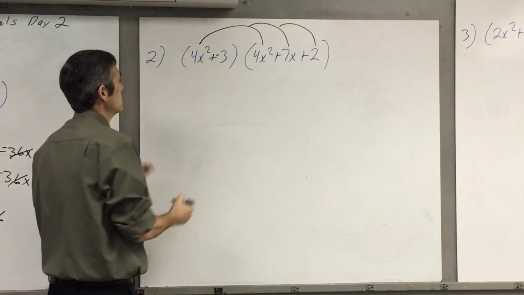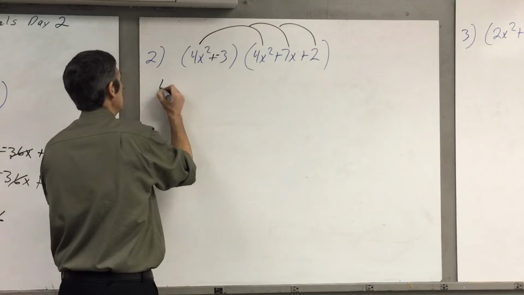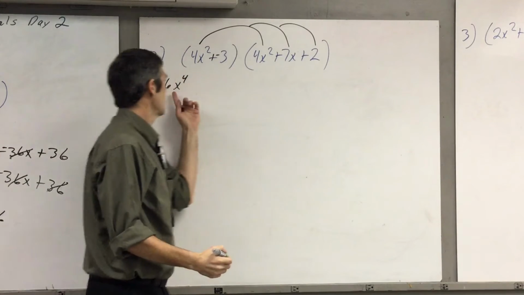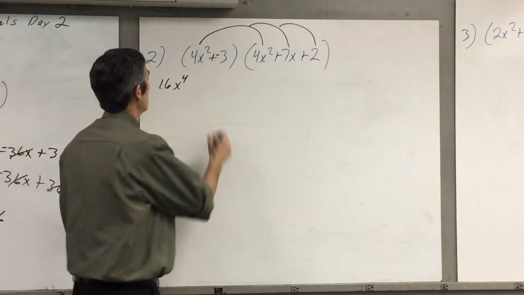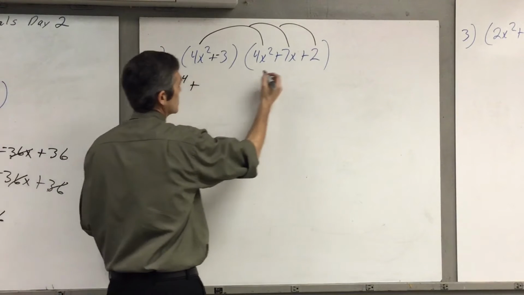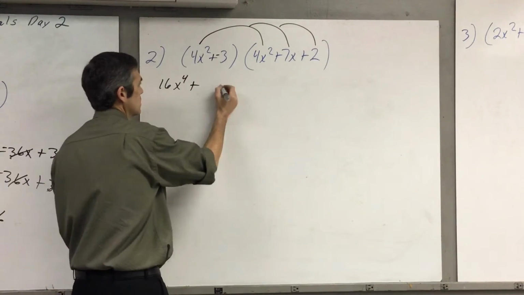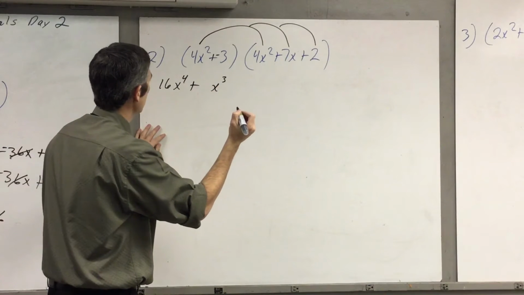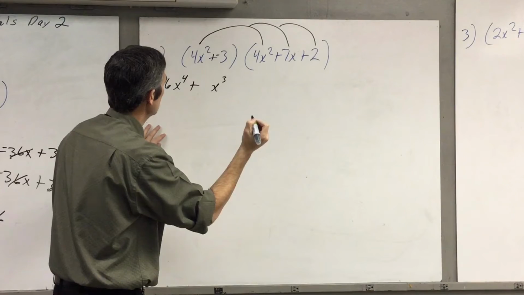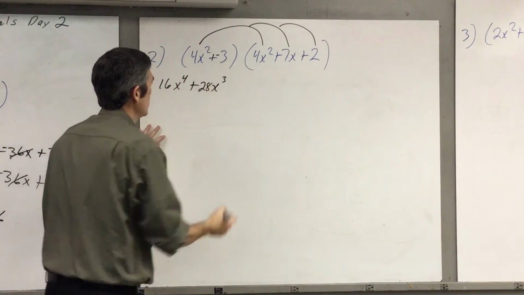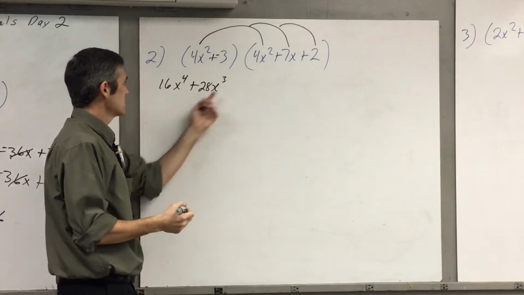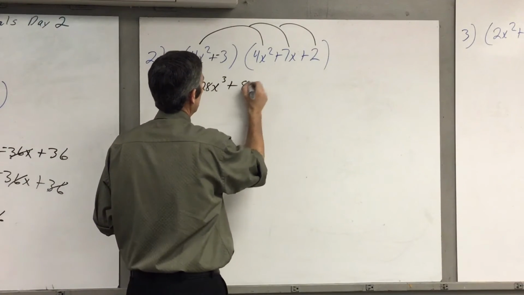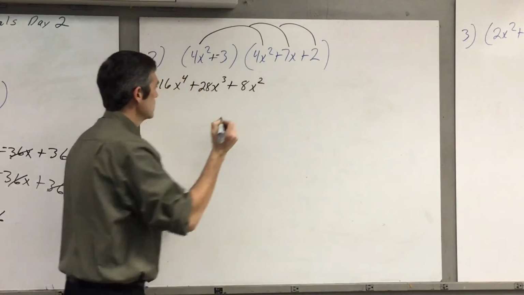So 4 times 4, 16x to the fourth. Add your exponents. Plus 4x squared times 7x. Got x to the third. And I just blanked for some reason. 28. Sorry, blanked out for a moment. 28x to the third. And then we keep going. Plus 8x to the second.